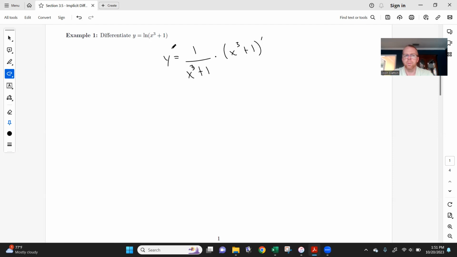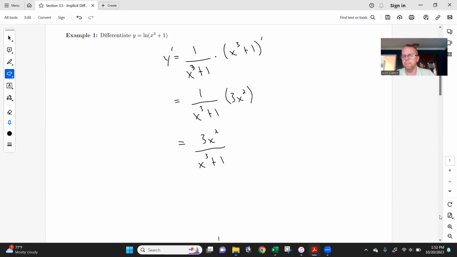So we come down here, that should be y prime. We have 1 over x cubed plus 1 times the derivative of x cubed plus 1. The derivative of x cubed, of course, is 3x squared. The derivative of 1 is 0, and so that is what we have. And then we can write this as a nicer fraction. So we have 3x squared over x cubed plus 1. And so there's our derivative of ln of x cubed plus 1.